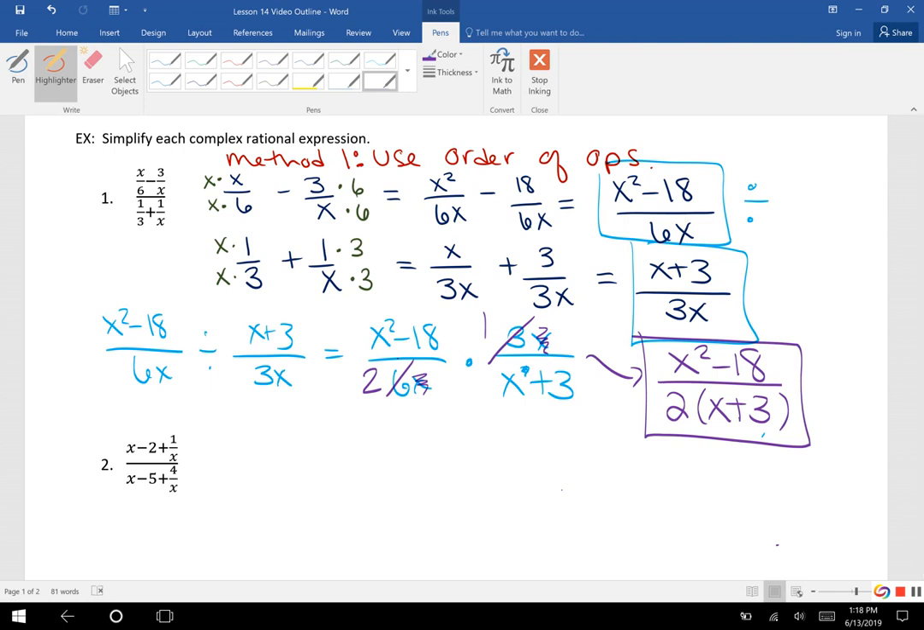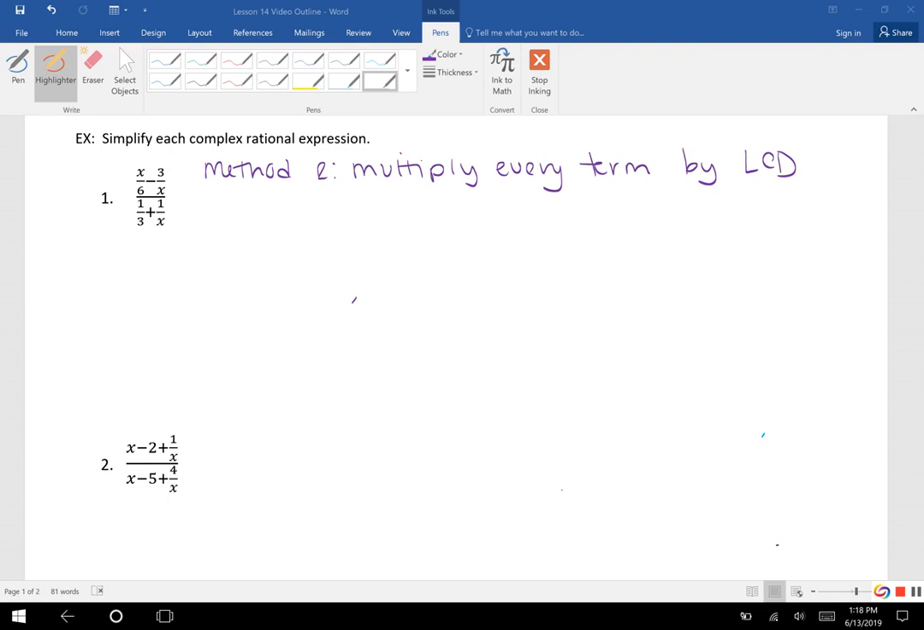Basically, we just use everything we've already learned, do it one step at a time, and then divide at the end of the problem. Now there is a second method I want to show you, and you can definitely choose the method you like best. I don't care which method you use. So if you just want to focus on the first method, that's perfectly fine. But this second method I think is a little bit faster in some cases.